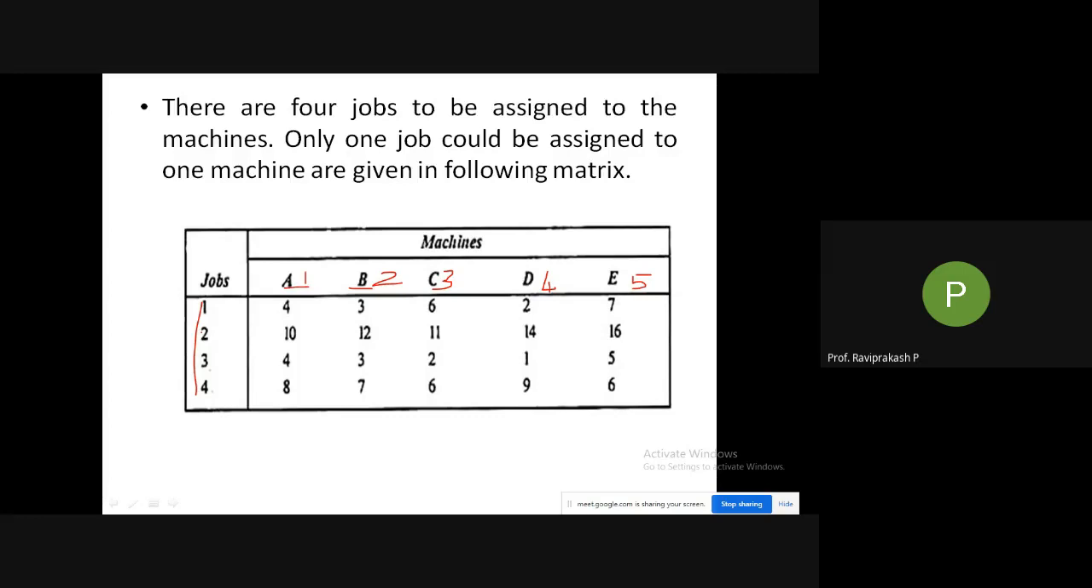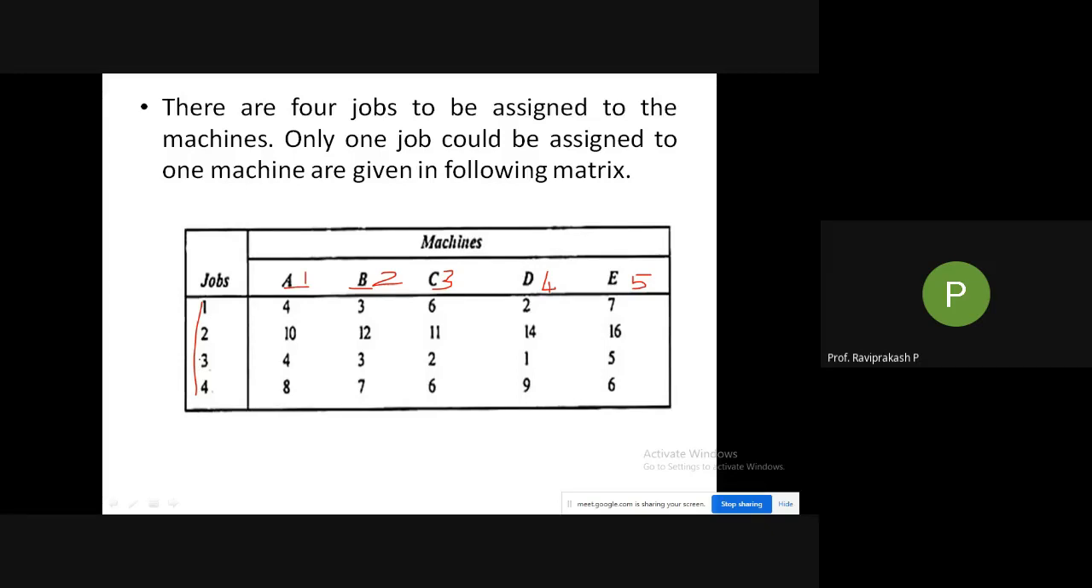5 columns and 4 rows. For a square matrix, it should be m equal to n, in m into n. That is 2 cross 2, 3 cross 3, 4 cross 4, 5 cross 5. It should be like that, but here it is 4 cross 5.